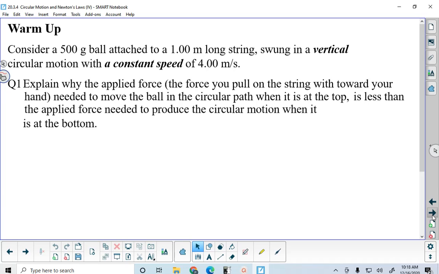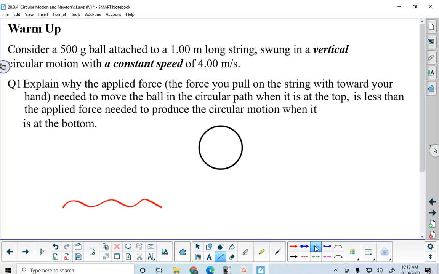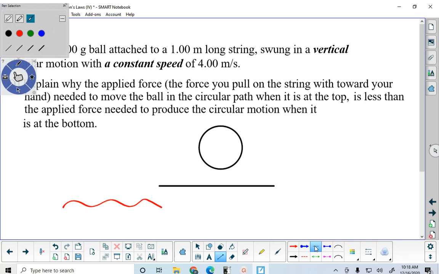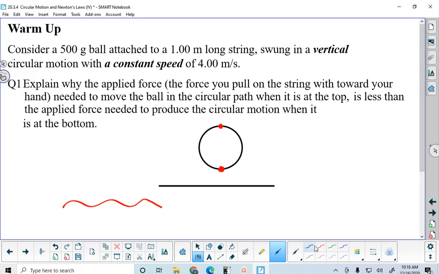If this is the ground, what we're talking about doing is twirling something in a circle. I guess I can draw the ground as a straight line. We're talking about twirling something in a circle vertically. So at some point during this object's orbit, it is close to the ground. At some point, it is above that point. So it's a vertical circle. We're not talking about driving around a curve. What we're talking about is going in a vertical circle.